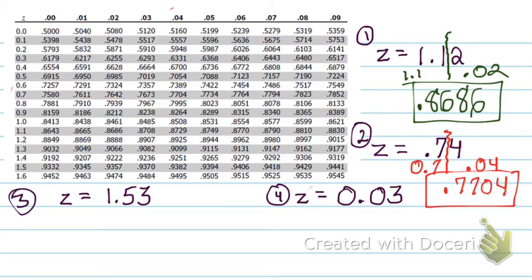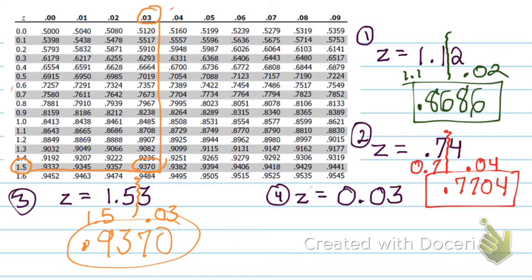All right, my next z-score value says 1.53. So where am I going to split it down? You're right, after the tenths place. So I'm looking at 1.5 and 0.03. I'm going to look down the left side of the table for 1.5, which is right here, and 0.03, which is across the top. Find where they meet. And they meet at the probability 0.9370. And that's it. Let's look at our last example.